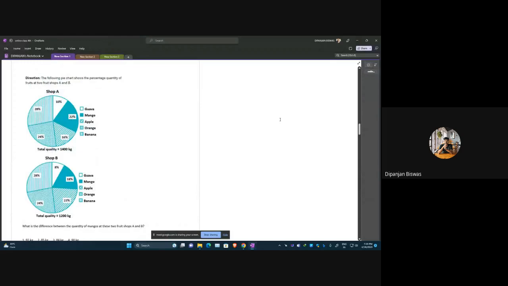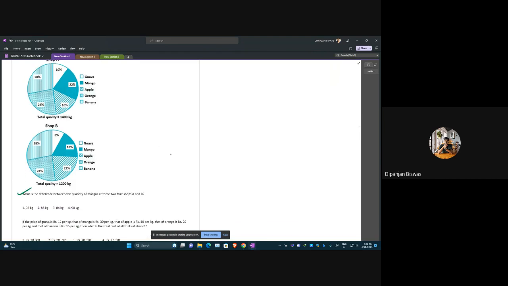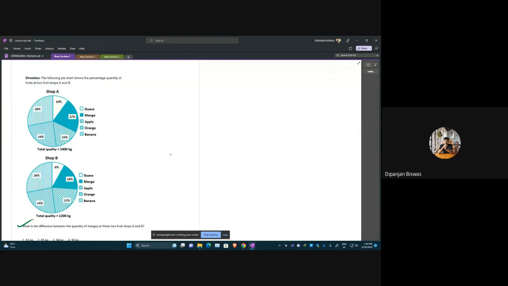Okay. Moving to third set of data. Here a caselet DI is given, two sets of data, two pie charts. Okay. Shop A and shop B. Both shops are selling 5 different types of fruits. Okay. Here the total quantity is 1400 kgs, and here the total quantity is 1200 kgs. So the first question is, what is the difference between quantity of mangoes in these two fruit shops, A and B? Now here is an important note.